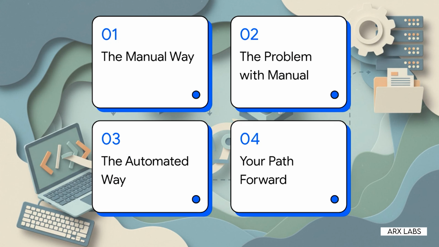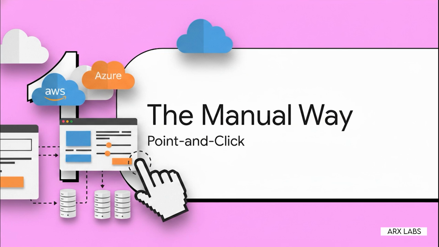Okay, so here's the plan for today. First, we're going to walk through the manual way, the point-and-click method that almost everyone starts with. Then we'll talk about the problems you run into with that. After that, we are going to unlock the much, much better way, the automated approach, using something called infrastructure as code. And finally, we'll talk about your path forward. All right, let's dive right in.